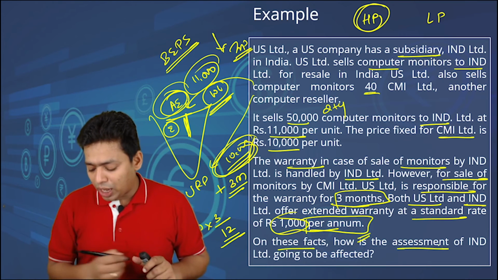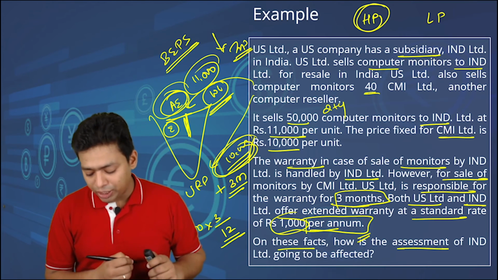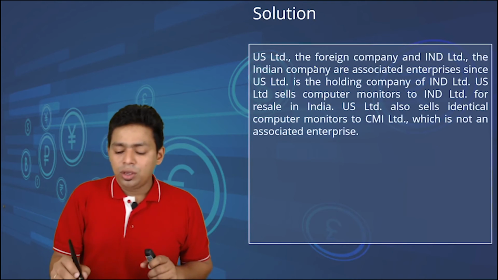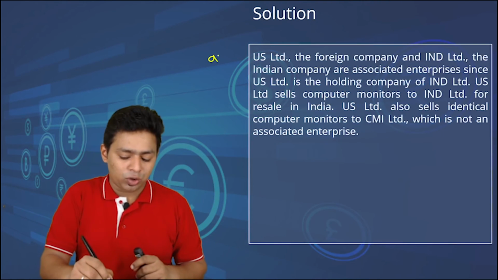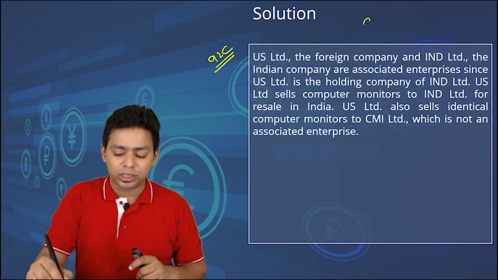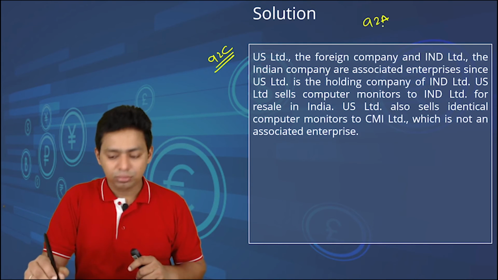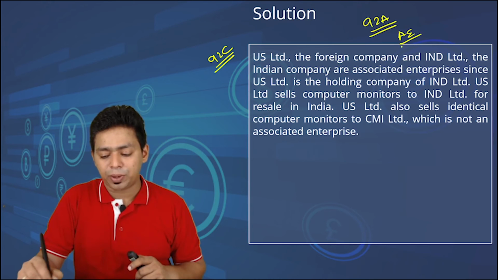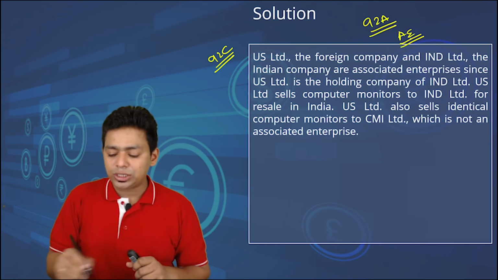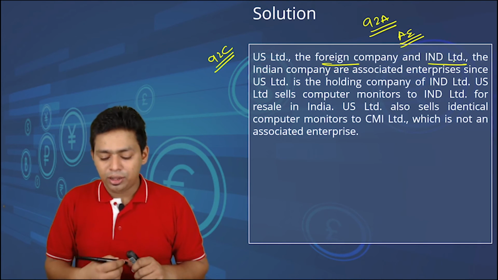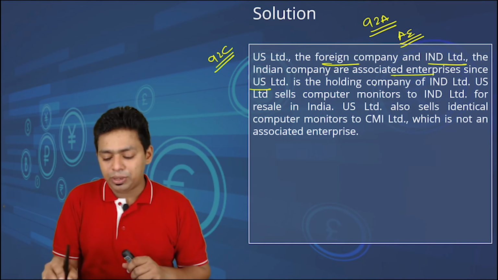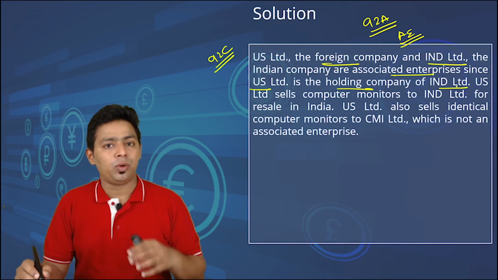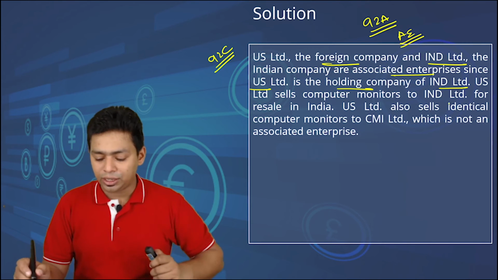On this fact, how is the assessment of Ind Limited going to be affected? Look at this. Whenever you answer a transfer pricing provisions question or a question on 92C, first you have to give the answer to 92A. What is 92A? How are these people associate enterprises? US Limited is a foreign company and Ind Limited, the Indian company, are associate enterprises, since US Limited is the holding company of Ind Limited. Holding company means obviously more than 50%.